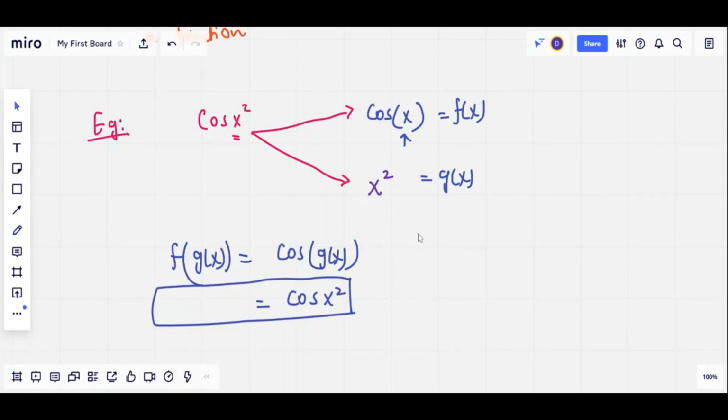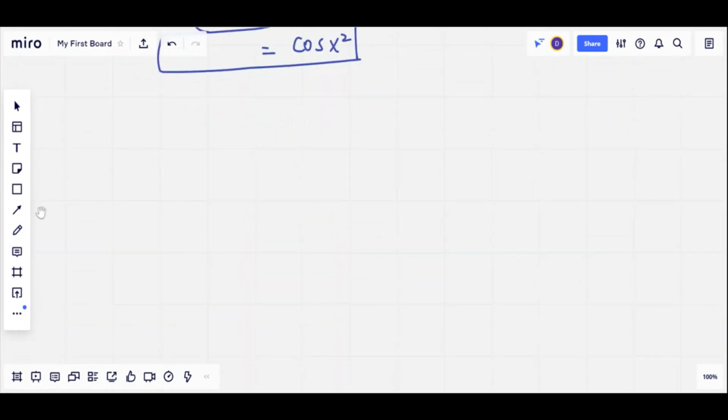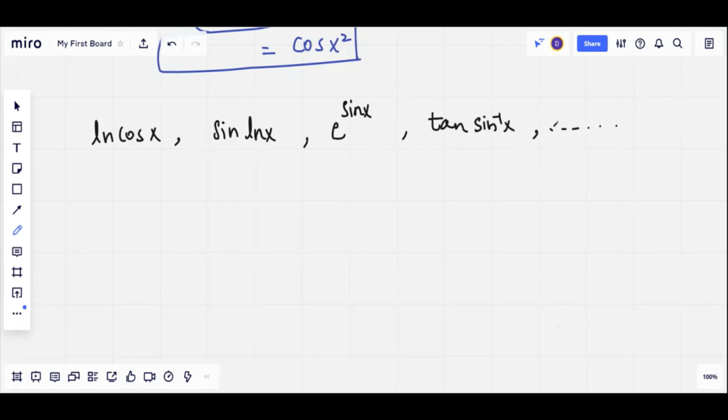Some other examples of composite functions are ln cos x, sine of ln x, e raised to the power sine x, tan of, let's say, sine inverse x, and so on. These are all composite functions where we have an inner as well as an outer function.